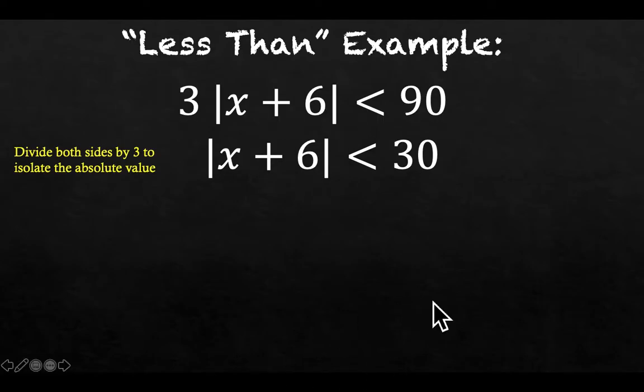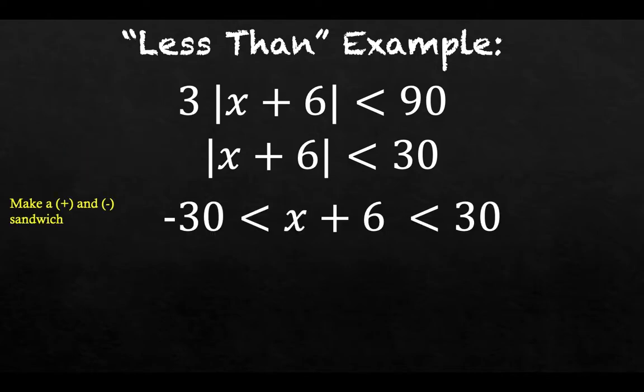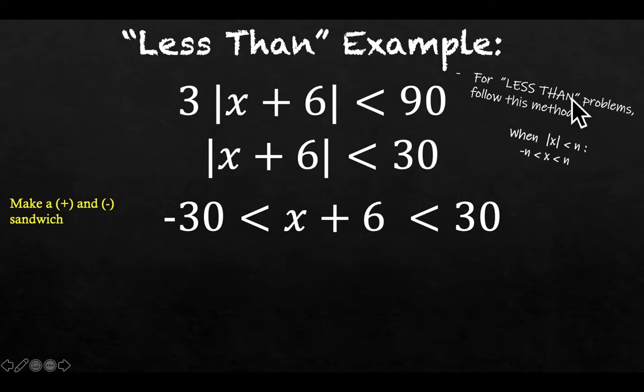Okay, I hope you started this one by dividing both sides of this inequality by 3. Doing that eliminates the 3 from the left side, and 90 divided by 3 is 30. Now we're ready to start applying the less than example rules. So with a less than, we need to make that positive and negative sandwich. So we follow this pattern. So what we end up with is negative 30 is less than x plus 6 is less than 30.